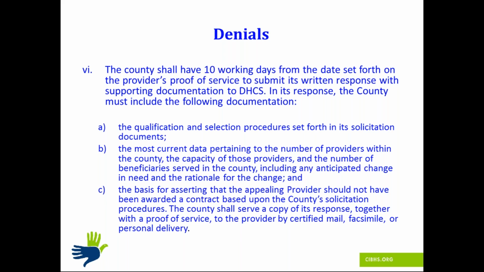Or, if you decided you need 50 residential beds in your county, then you have to be able to come up with the data: how did you determine that you need those 50 beds? If the protest maybe is from a provider that wants to say you need 75. See the basis for asserting that the appealing provider should not have been awarded the contract based on the county solicitation procedures, that the county fails somehow to meet these solicitation requirements, the kinds of things that we've been talking about this morning.